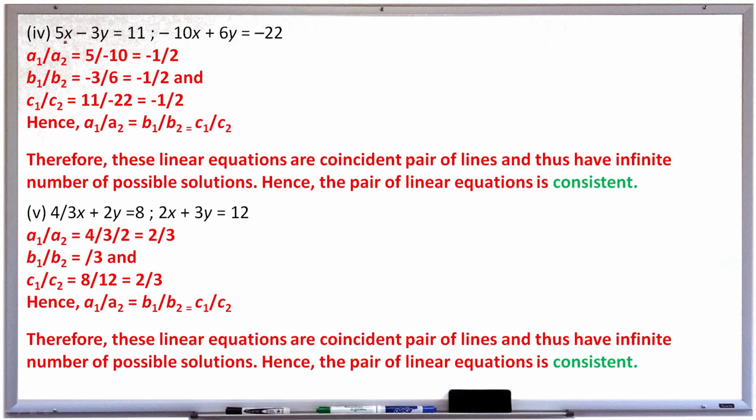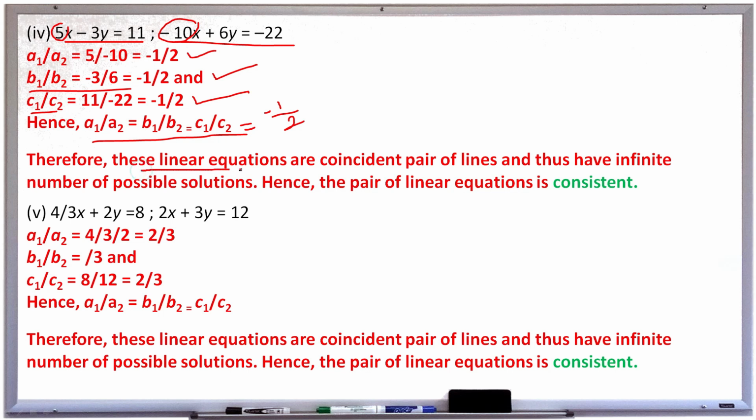Fourth one, again given 5x minus 3y is equal to 11. Another equation, minus 10x plus 6y is equal to minus 12. Again compare: a1 is 5, a2 is minus 10. So a1/a2, 5 by minus 10, which is equal to minus 1/2. b1/b2 the same way, minus 3/6, again minus 1/2. c1/c2 we are also getting minus 1/2. So all are equal. a1/a2 is equal to b1/b2 is equal to c1/c2, all are minus 1/2.